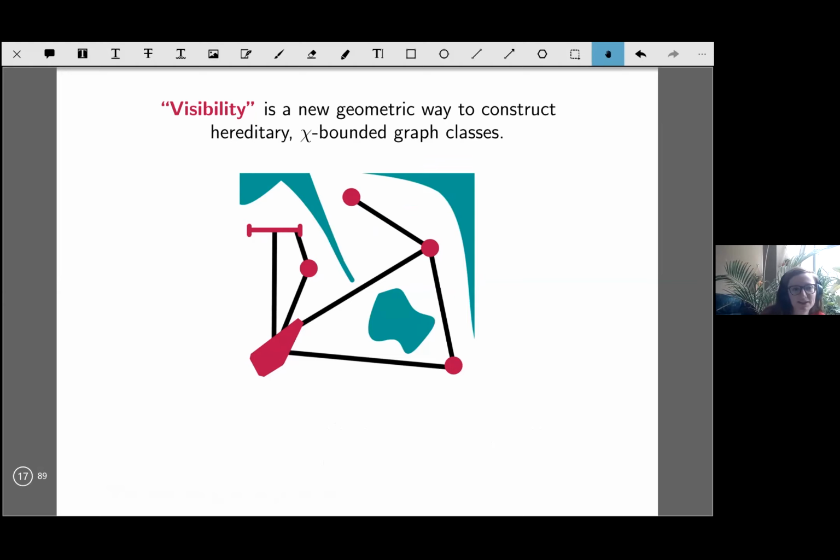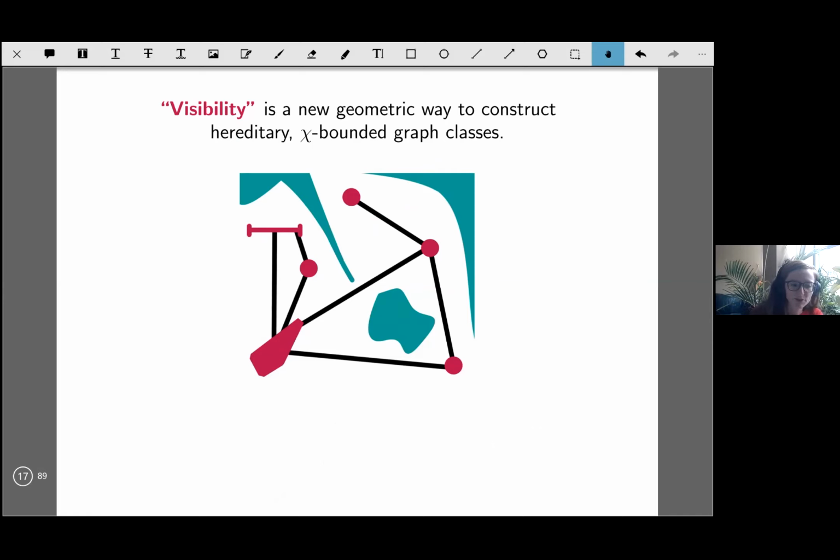Even if you look at Vizing's theorem, you can interpret it as saying that the class of line graphs is chi-bounded by omega plus 1. And there's a long history of studying chi-boundedness. Our result is the first that takes a hereditary class of visibility graphs and shows that it's chi-bounded. There have been some other negative results in the past, but ours is the first positive result.